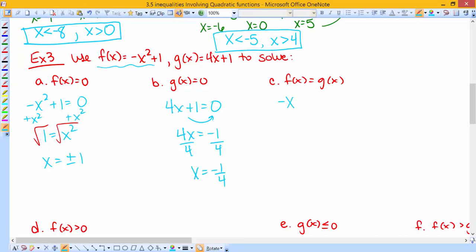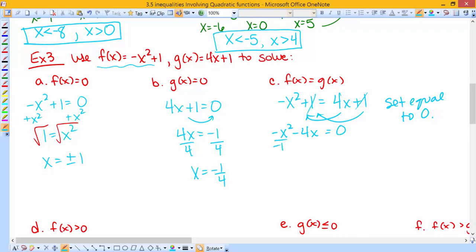Now in C, it says f of x equals g of x. So f of x is negative x squared plus 1. G of x is 4x plus 1. Oh boy, there's multiple x's here. We have an x squared, we have an x. We actually need to make sure that this gets set equal to 0. So I'm going to move the 4x over, and I'm going to move the 1 over. So I get negative x squared minus 4x. Well, the 1's are going to cancel, so it leaves me with 0.